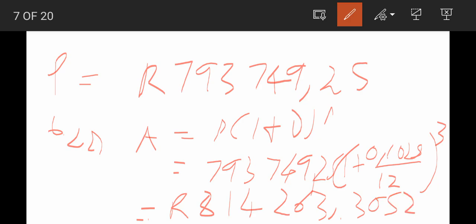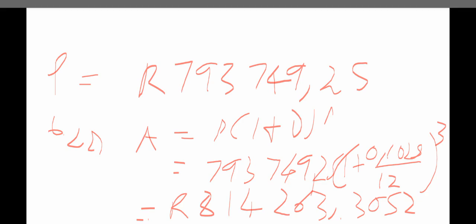3052, right? So as a result of her not paying for those 3 months, the 7th, 8th, and 9th month, now her loan has increased to 814,263.3052, right? Now we must calculate her monthly payments because now she must pay the loan over 20 years still, right? She must pay the loan over 240 months still.